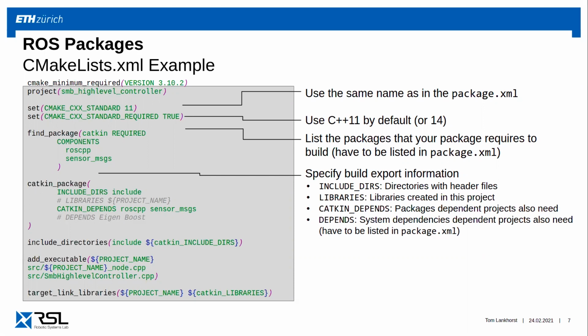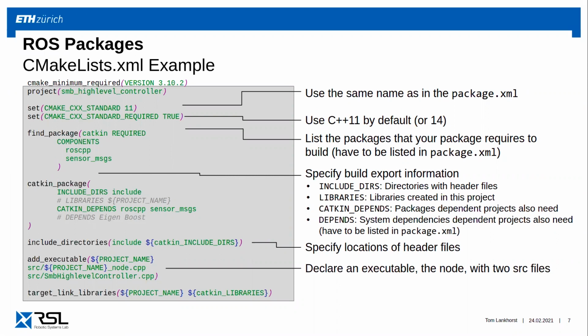Then we have to define the location of the header files. Again, this time we indicate to CMake where we can find them. Also, we set the path to the catkin underscore include dirs, which is set by catkin package and will be pointing to the include directories of the packages that we are depending on. So in this case, at least ROS CPP and sensor messages.